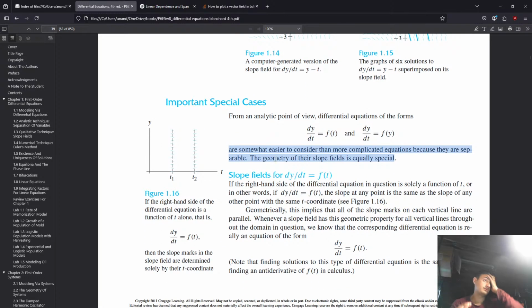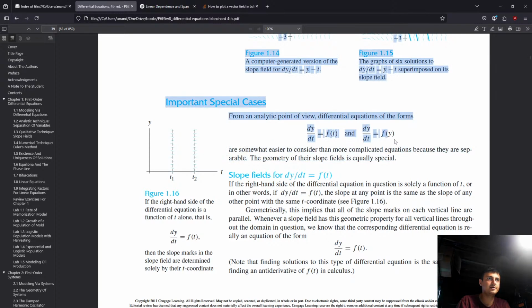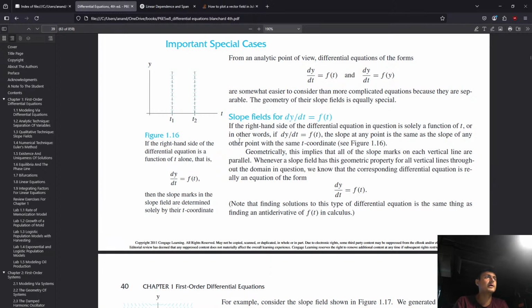All right. So we're talking about special cases right now. We're talking about the homogeneous, or not the homogeneous, the autonomous case, which is this one, and this, which is, I don't know if this has a name. Okay. Slope fields for y dot equals f of t.